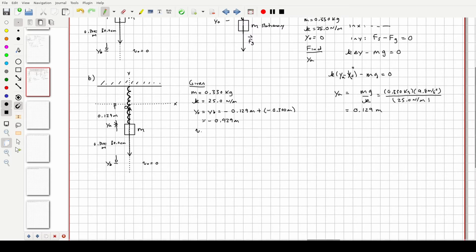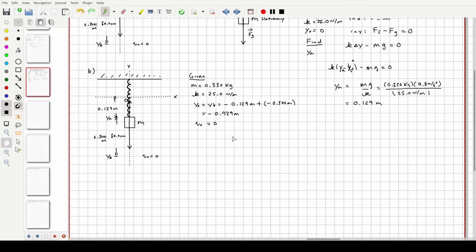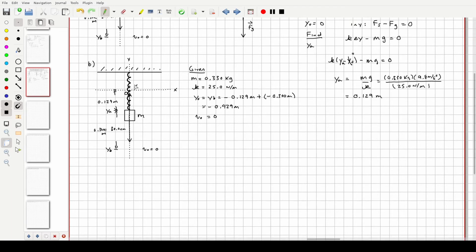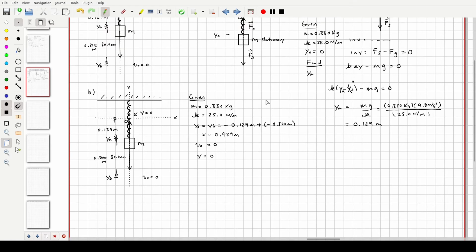We also know its initial velocity at that point is 0 because it's being released from rest. Also, the final position for y is 0. That's where it crosses the equilibrium position. Now, what are we trying to find here? We want to find v, v when it crosses the equilibrium position right there.